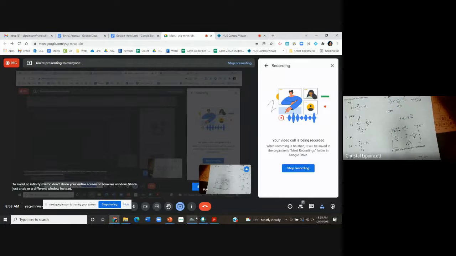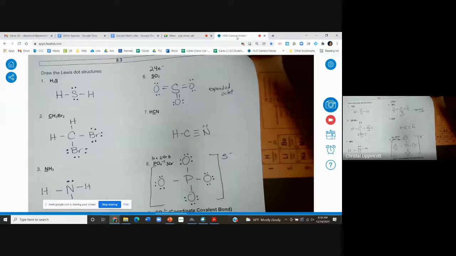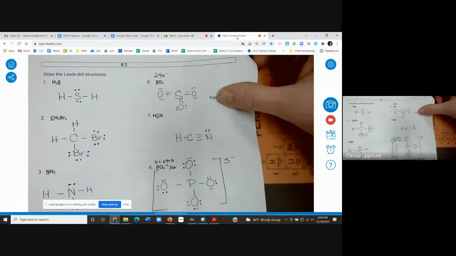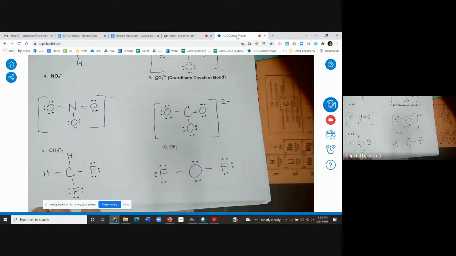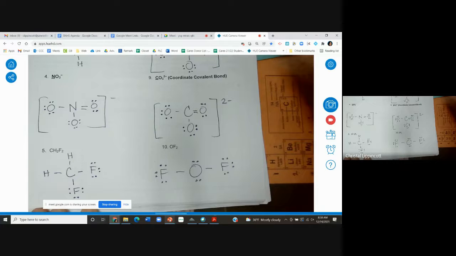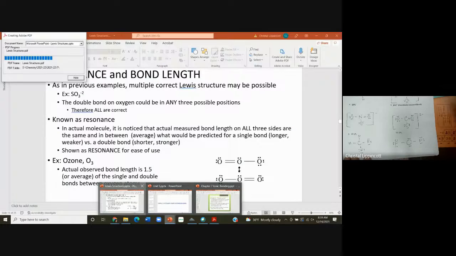Okay, so there's the homework answers here. And now we're going to turn our attention over to the notes for today, which are here.